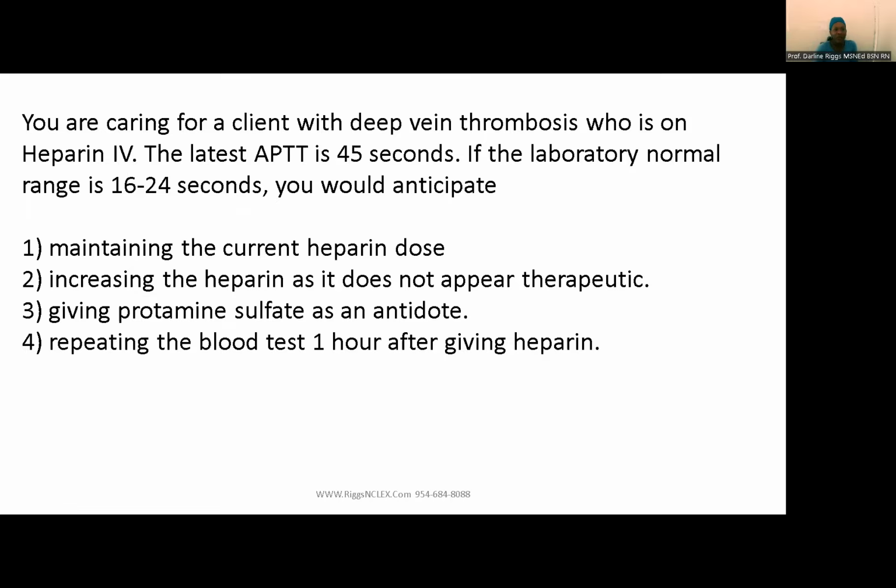So here's another nice one. You are caring for a client with deep vein thrombus who is on heparin IV. Your latest APTT is 45 seconds.